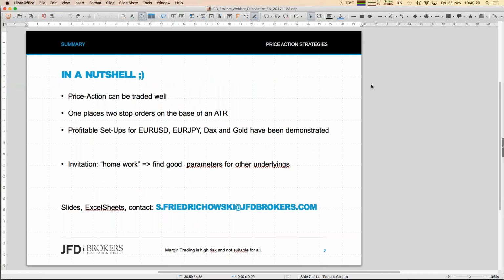And in a nutshell, price action can be traded well by placing those orders before. And we place those orders on the base of an open of a candle, and we use an ATR for the base volatility. And we use then finally just a multiple of that ATR in order to place our buy stop and sell stop order. And what I have shown here is just examples for underlyings like euro, US dollar, euro, Japanese yen, DAX, and gold.